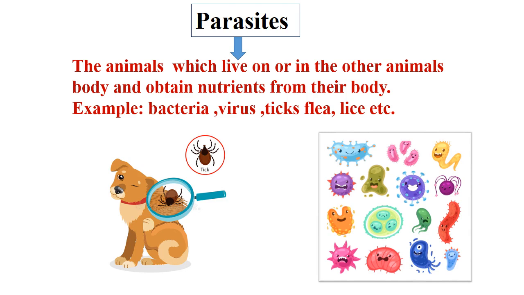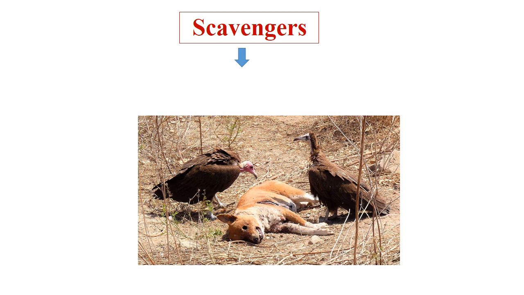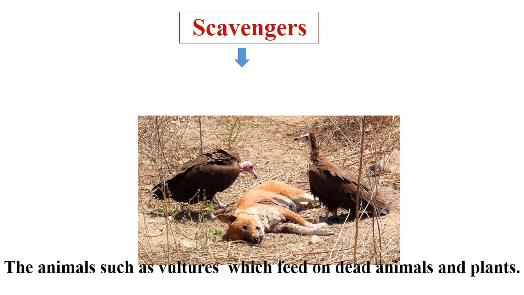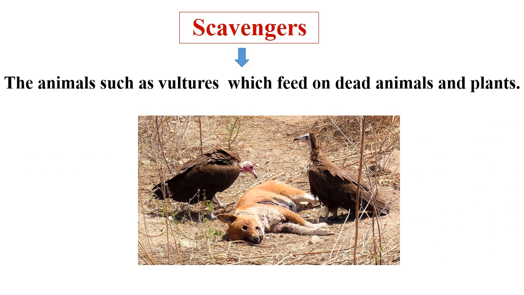Next is scavenger. So what are scavengers? They are the animals which mainly feed on dead animals or plants, such as vultures which feed on dead animals. You can see the picture. Here the vultures are feeding on dead animals, and in this way they are cleaning our environment. Okay, so they are called scavengers.